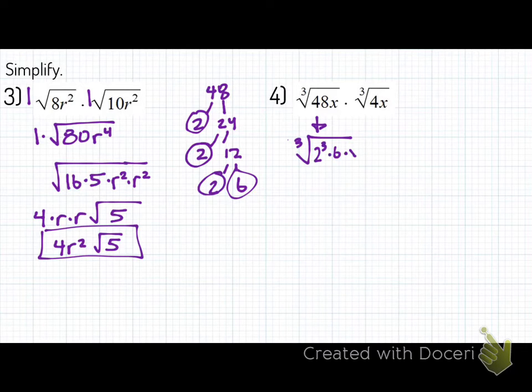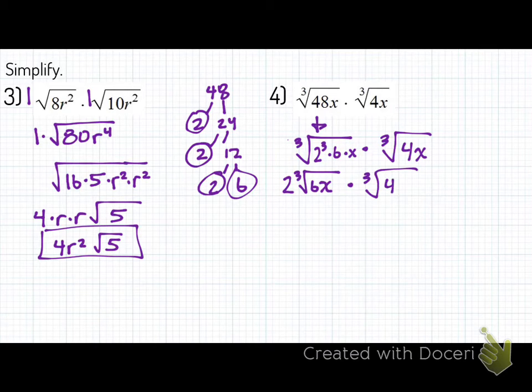I know 48 I could say is 2 cubed times 6 times x. And I'll bring the rest of the problem down too while I'm at it. But I'm going to simplify this. I'm going to take out a 2, you see? Because now it's easier for me to multiply, right? We got 2 times 1. There's going to be a 1 here, which is going to be 2, right?